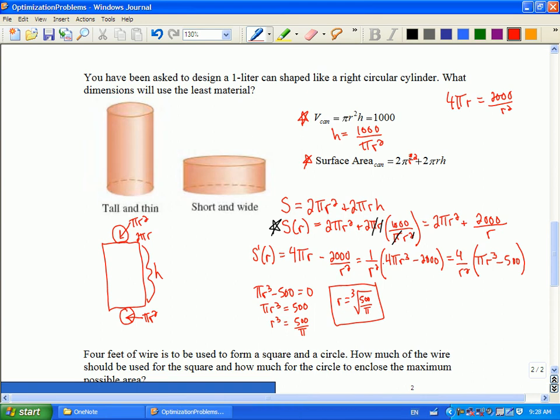So I have a radius which is going to be about 5.42, and then I can figure out what the height would be here if I square it, times it by pi, and then use that in here.